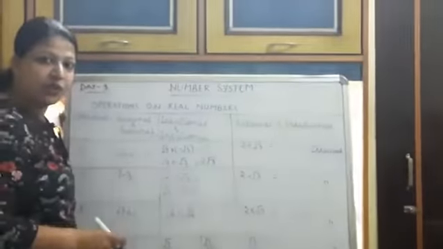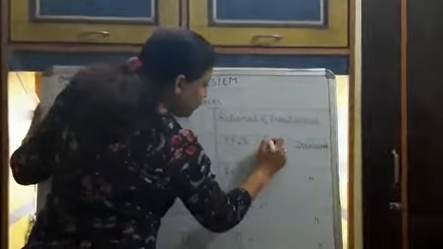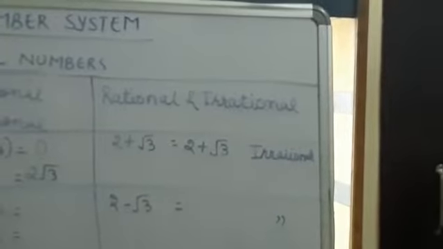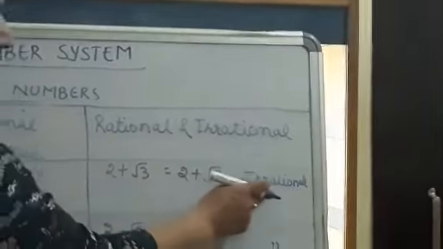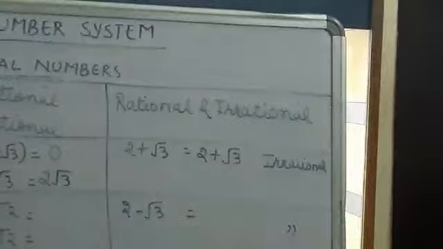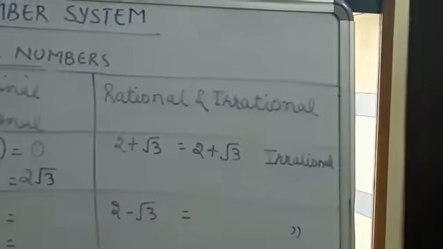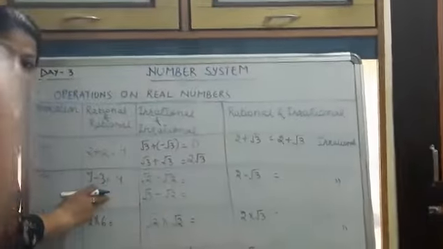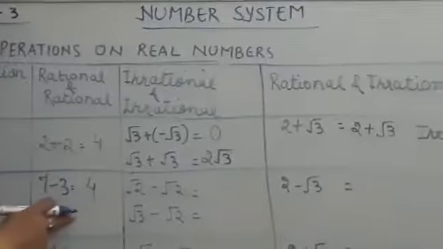Now, similarly, if I am going to add rational and irrational, what will it be? 2 plus root 3. 2 plus root 3, what will you get? 2 plus root 3, which is always an irrational number. Now, the subtraction operation, if I apply it on two rational numbers, 7 minus 3, you will get 4, which is always a rational number.